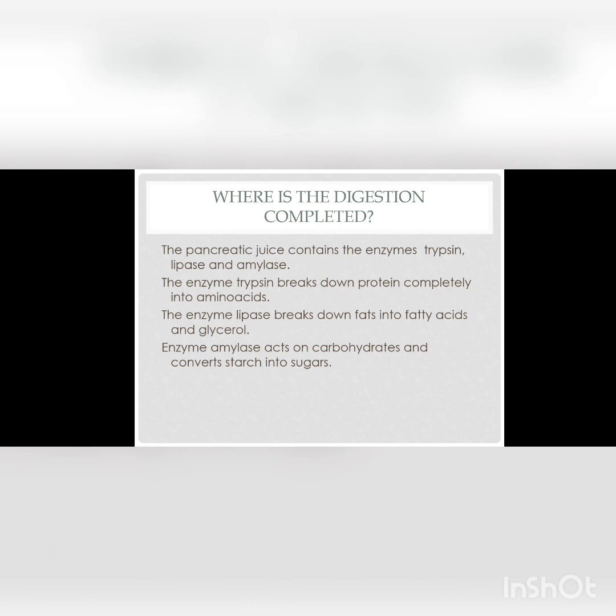Now, where is the digestion completed? Pancreatic juice contains the enzymes trypsin, lipase, and amylase. Enzyme trypsin helps in breaking down the protein completely into amino acids. Enzyme lipase breaks down the fats into fatty acid and glycerol. Enzyme amylase is going to break down carbohydrates and converts starch into sugar.